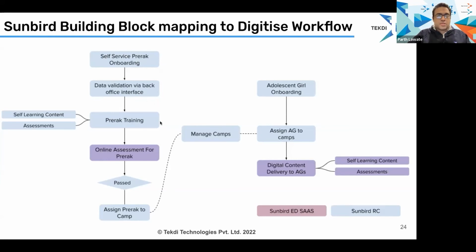Then the next piece is a prerak training, which actually happens not in Sunbird RC, but in Sunbird ED. This entire piece is Sunbird ED. And after that, the prerak is assigned to a camp. The camps are again entities in Sunbird RC, where when the adults and girls are onboarded, they'll be linked to camps. So this is a classic linked registries example, where the entire workflow is being done by linking two registries through an additional registry, which is the camp entity registry, so to say.